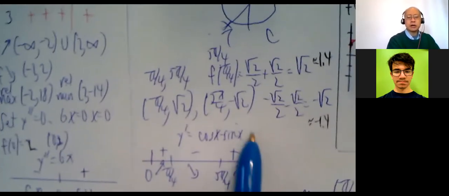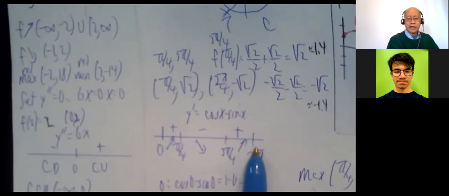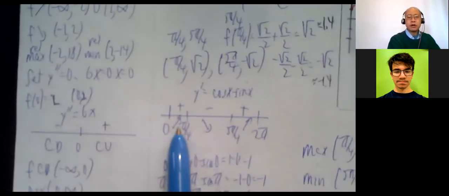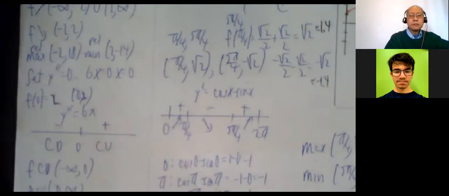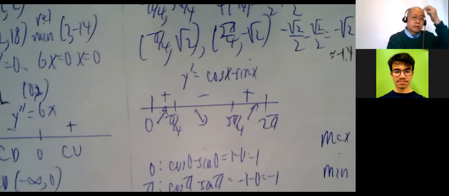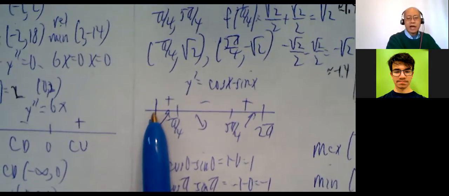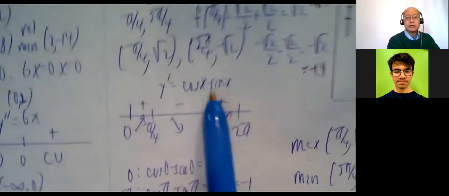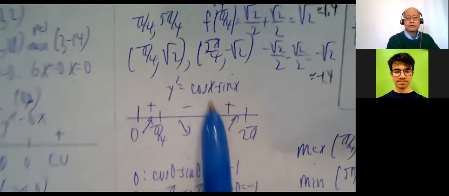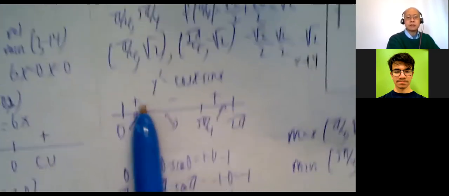Okay, so now I do my sign chart. I lay down 0 and 2 pi, not because they're critical points, but because those are the endpoints. And then my critical points were pi over 4 and 5 pi over 4. I'm allowed to plug in 0. You don't have to, but 0 is nice. So plug in 0 to the derivative: cosine 0 minus sine of 0. Cosine of 0 is 1, sine of 0 is 0, so 1. Positive, so plus here.